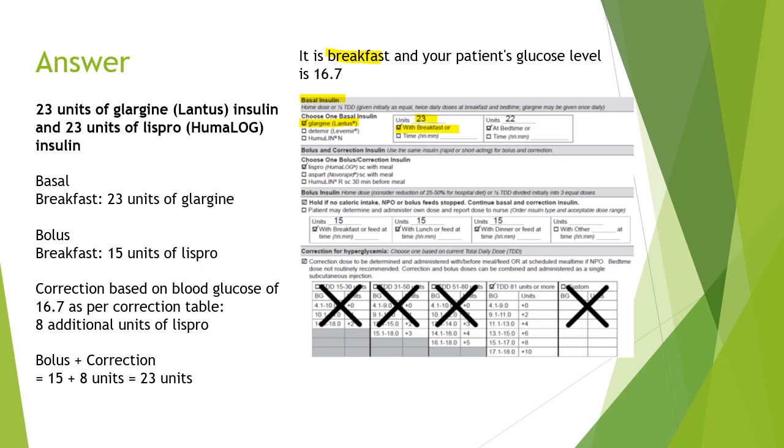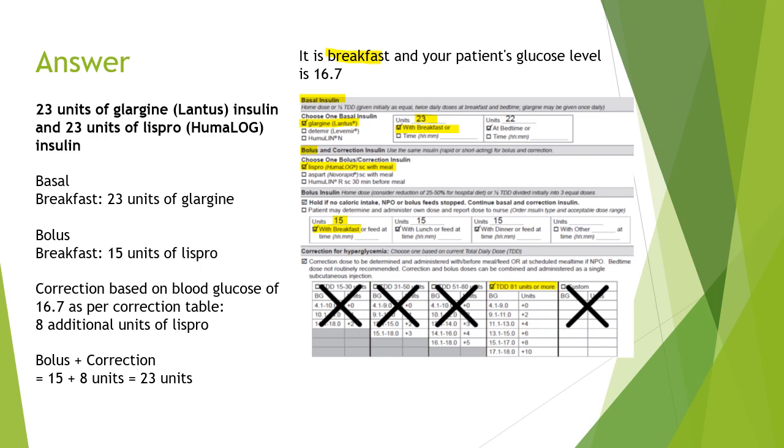In terms of the bolus insulin that we've got here, it is Lispro insulin that's highlighted. And then we'll have to determine the correction insulin as well. So with bolus insulin, we know it's breakfast time and you're giving 15 units of insulin. With the correction, we're looking at that fourth box there.